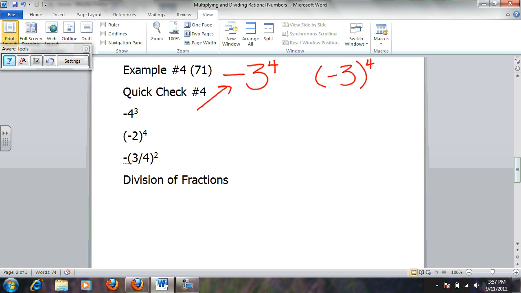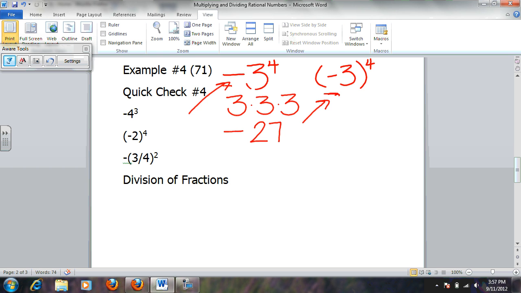The first one is read the opposite of 3 to the 4th power. The second one is read negative 3 to the 4th power. How are they different? This one, I take 3 times 3 times 3. 3 times 3 is 9. 9 times 3 is 27. Then I apply the opposite sign. So it is the opposite of 27, or negative 27.